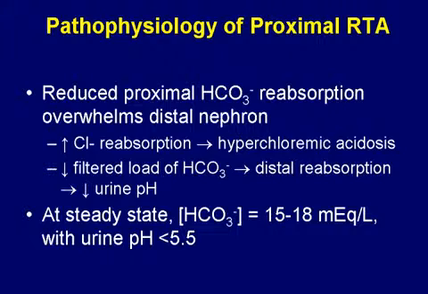The pathophysiology of proximal renal tubular acidosis is this reduced proximal bicarbonate reabsorption overwhelms the distal nephron. You have an increase in chloride reabsorption, giving you a hyperchloremic acidosis. You decrease the filtered load of bicarbonate to decrease distal reabsorption, and your urine pH goes down. And at a steady state, these patients will have a bicarbonate that is between 15 and 18 milliequivalents. So not quite as dramatic an acidosis as in distal RTA, with urine pH that's less than 5.5.